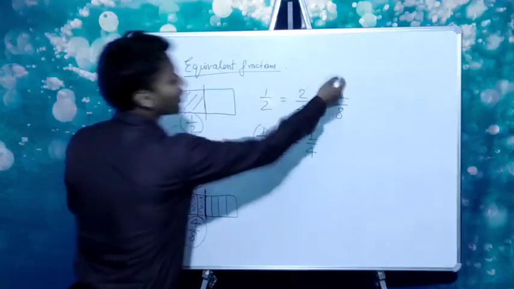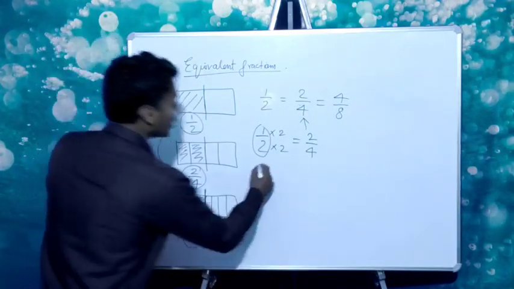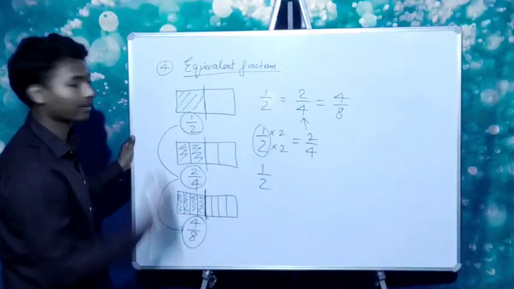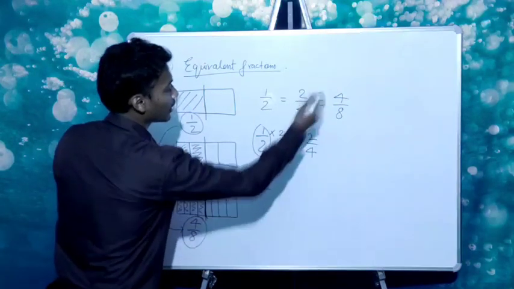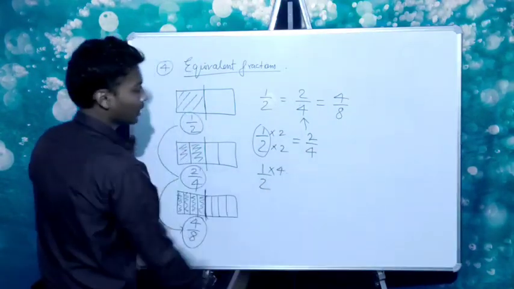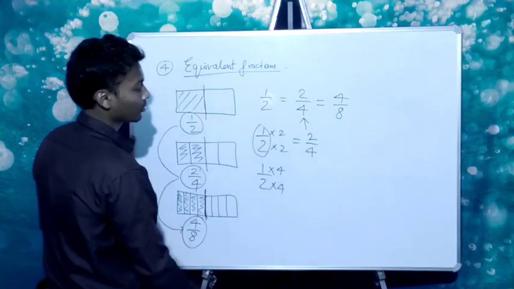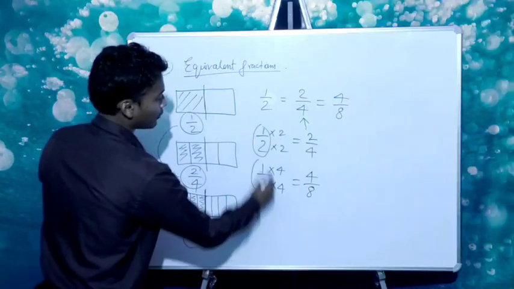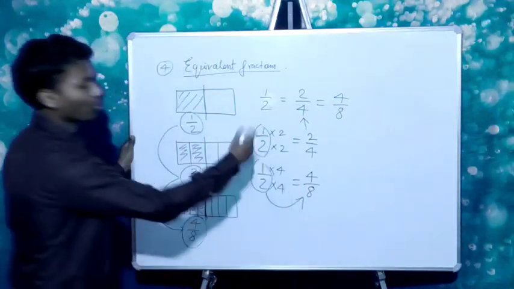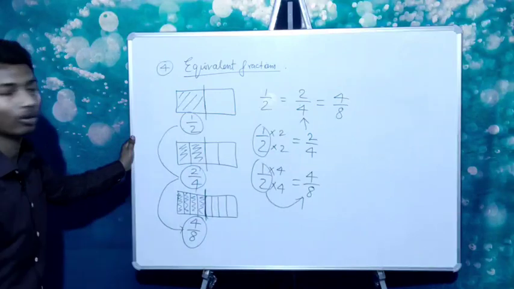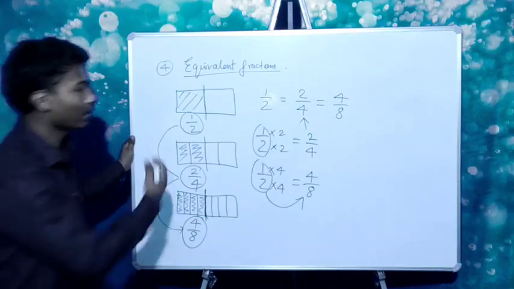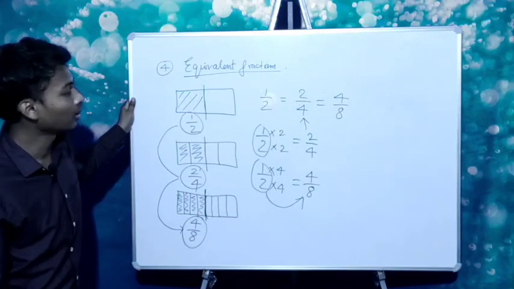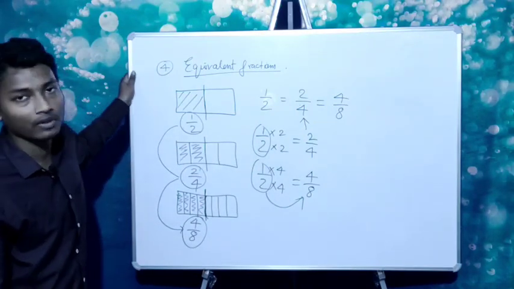Now 1/2 can also be converted to 4/8. If I write 1/2, you have to multiply the numerator and the denominator both by the same number. So 1 can be multiplied by 4, and 2 will also be multiplied by 4. So 4 1s are 4 and 4 2s are 8. Here again we have converted 1/2 into 4/8. So 4/8 is an equivalent fraction of 1/2. Now we can have infinite, or unlimited, equivalent fractions of a given fraction.